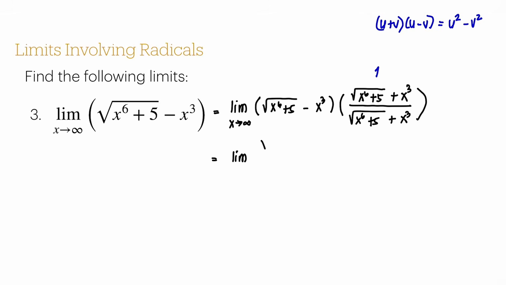So squaring that, that's x to the power of 6 plus 5, right? We just remove the radical. And raising this to the power of 2, x cubed raised to the power of 2 is equal to x to the power of 6. So minus x to the power of 6. And so we are able to cancel x to the power of 6. But that's divided by the square root of x to the power of 6 plus 5 plus x cubed as x approaches infinity.